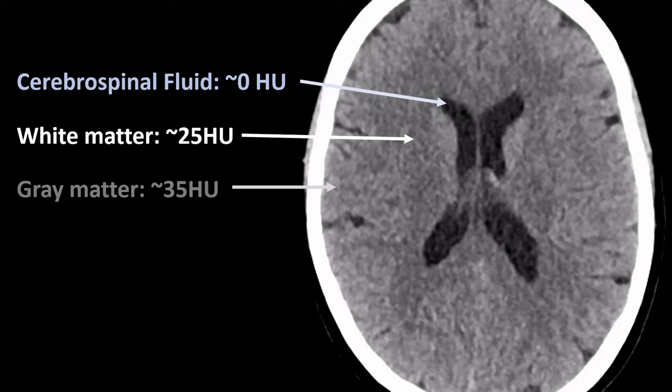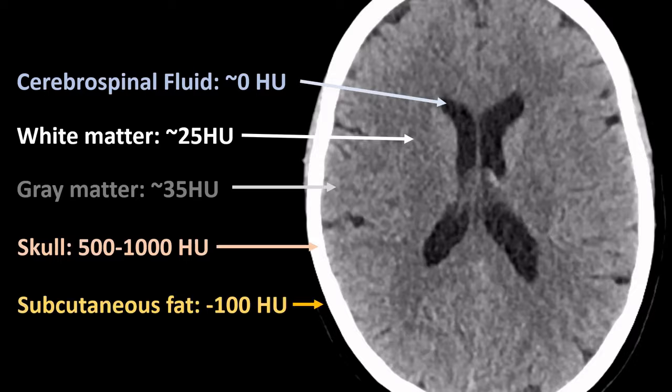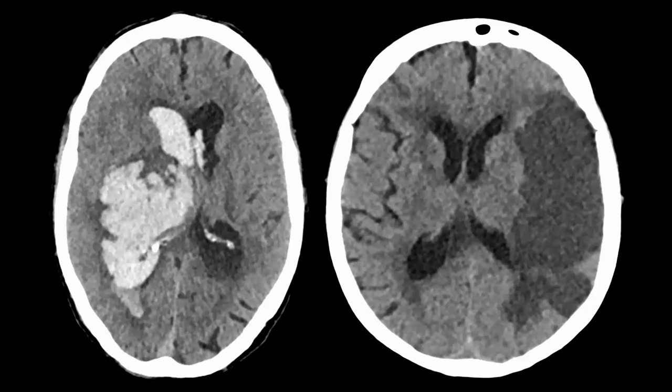White matter mainly consists of myelinated axons, contains fewer cells, and there's relatively more water present in white matter, decreasing its density. Then the skull has a very high density of 500 to 1000 Hounsfield units. Then we have a thin layer of subcutaneous fat in the scalp with a density of -100 Hounsfield units. And lastly, we have air surrounding the skull.